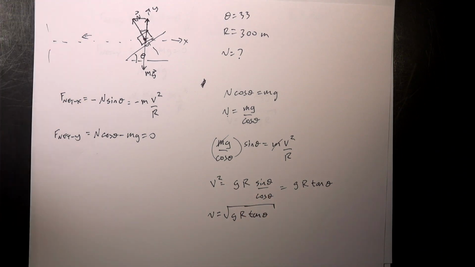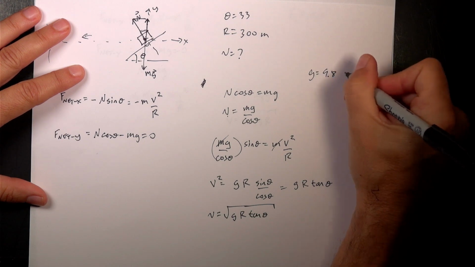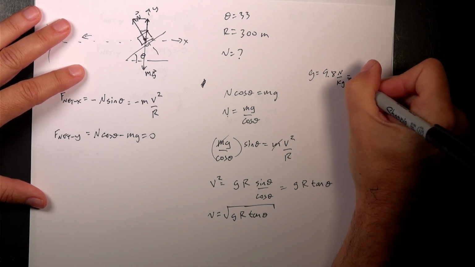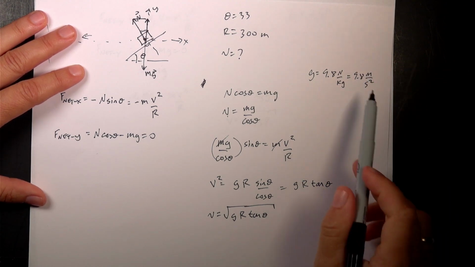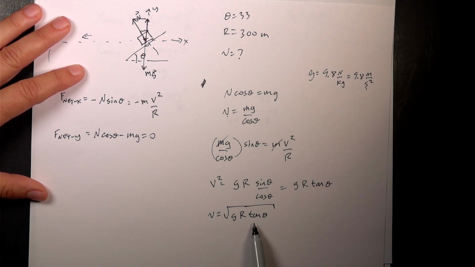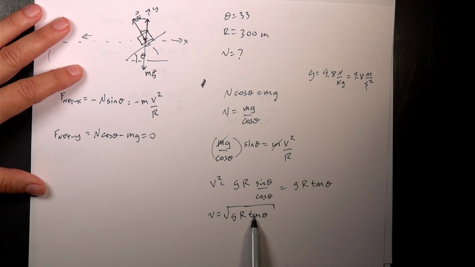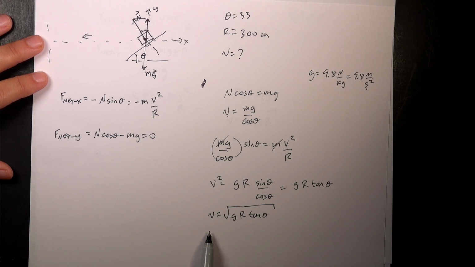I'm going to put that in, but let's just check, right? Because I didn't check the units last time. Let's check the units. So g is 9.8 newtons per kilogram, but it's equivalent to 9.8 meters per second squared. So if I take that and multiply by r, which is in meters, I get meters squared per second squared. Tangent theta is a ratio, so it doesn't have units. So this whole thing in here is meters squared per second squared. I take the square root and I get meters per second. So that's good.